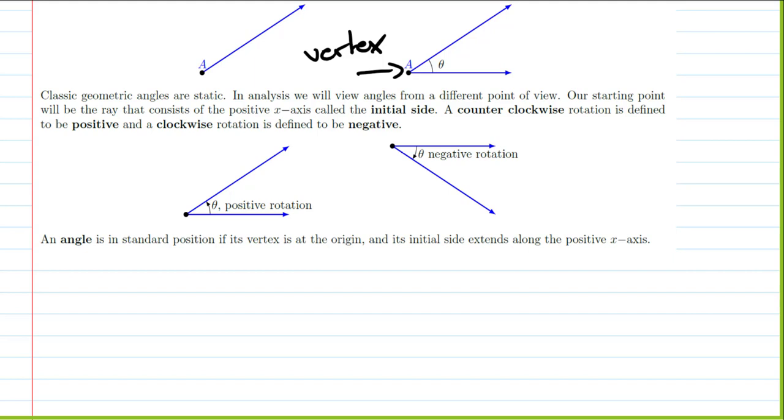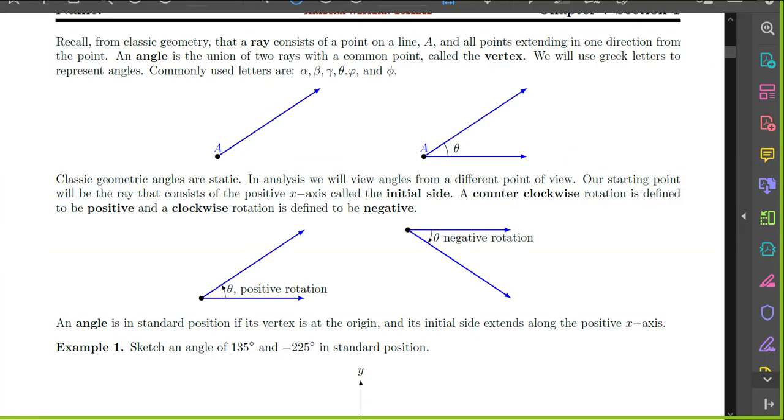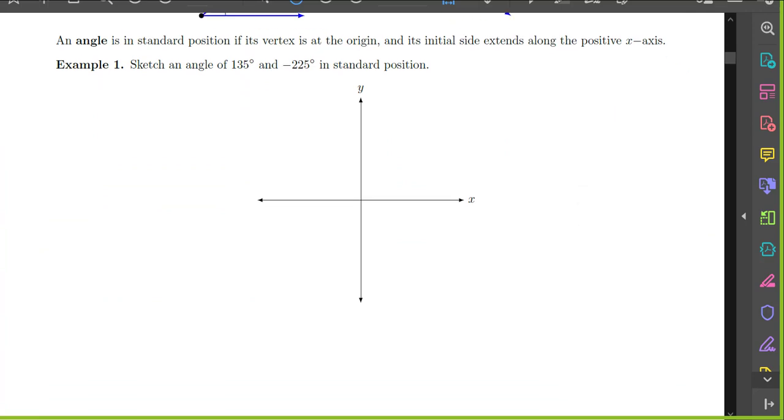In the event that it's not, we can just move it to the standard position and it will not change the mathematical computations. So the key point there is that angles are translation invariant, which means we can pick them up and move them wherever we wish and not change the value of an angle.